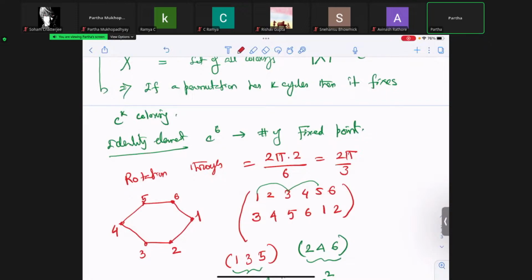You can practice a few problems from the textbooks on this application of Burnside's lemma.